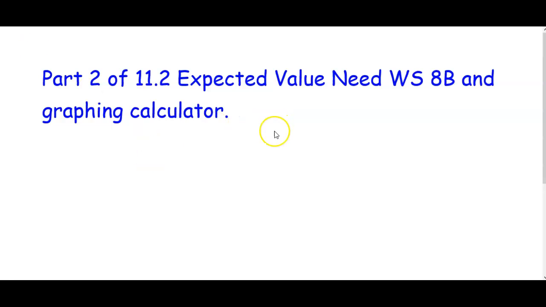All right, expected value is part of the lesson on 11.2. And since it's a trickier concept, I'm going to record this separately. So if you need to watch it more than once, you only have to watch this separate part. Expected value is a Common Core standard, so we're supposed to consider it important. And there will be a question on the quiz at the end of the week about this.